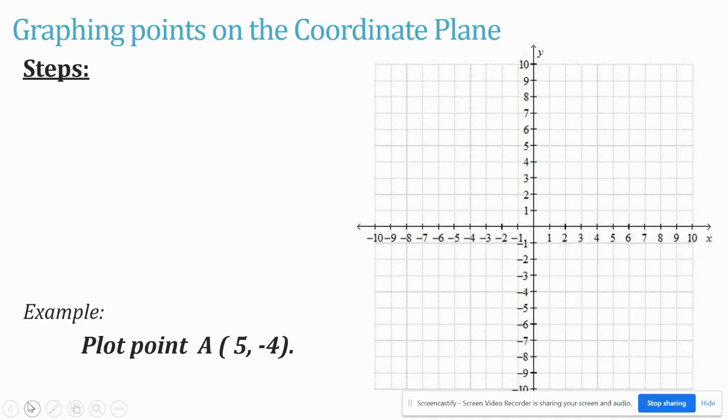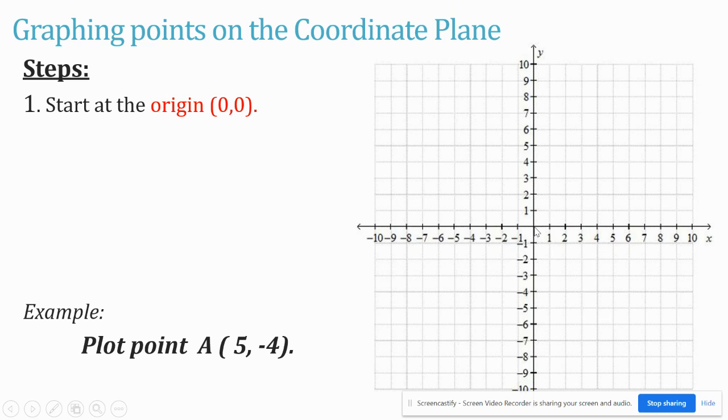Okay, so let's practice graphing points on the coordinate plane. So here our example says plot point A, and our point is 5, negative 4. So step 1 is you're going to start at the origin, which is 0, 0, right in the middle. That's the origin, 0, 0. That's where x is 0, and that's where y is 0.